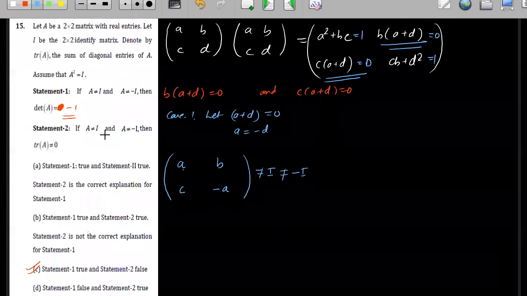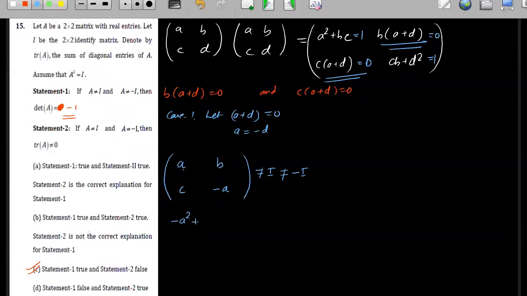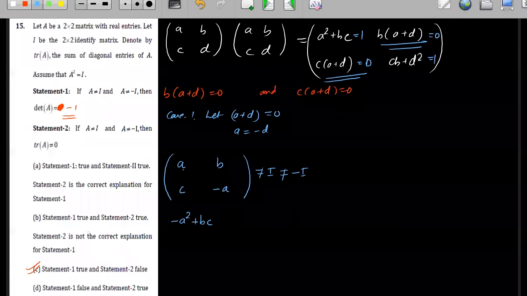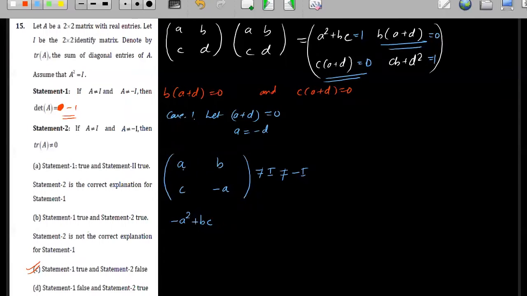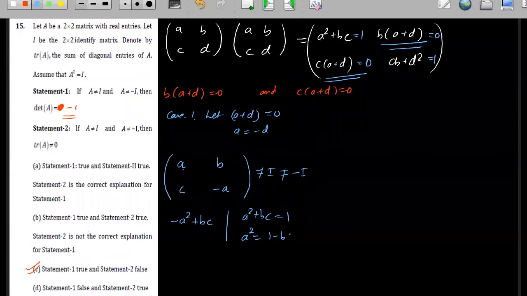Fine. So now they are saying first to find the determinant of A. So the determinant of A will be minus of a square plus bc, right? Now let's see. If this is true, a square plus bc should be 1. We have from this a square plus bc is equals to 1. This is already given, right? So from here I can get the value of a square is equals to 1 minus bc. So I can substitute this here. So minus of 1 minus bc, sorry, this is minus.